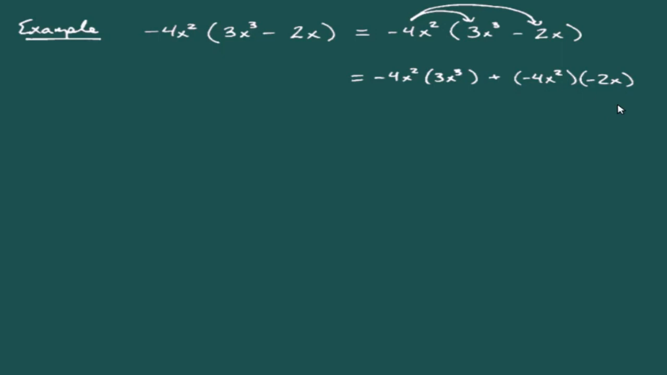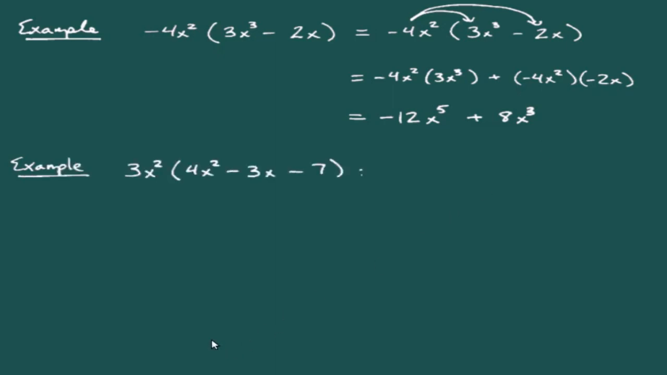And so multiplying coefficients, adding exponents, -4 times 3 gives us a -12. X squared times x cubed gives us x to the 5th. -4 times -2 gives us a positive 8. X squared times x gives us x cubed. So we get a final answer of -12x to the 5th plus our 8x cubed.